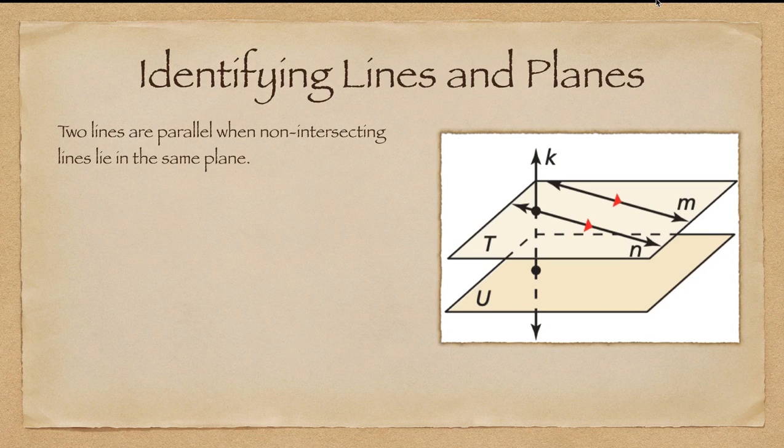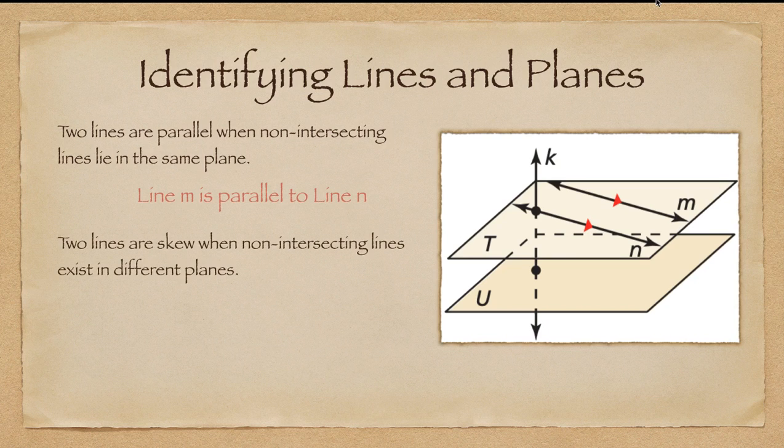If we look at the image, you see line M and line N. Both lines have red arrows on them. Those red arrows indicate that they are parallel. Notice they do not intersect, and notice they both lie in plane T. So line M is parallel to line N. You should be able to identify that.